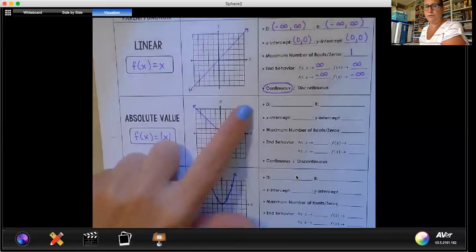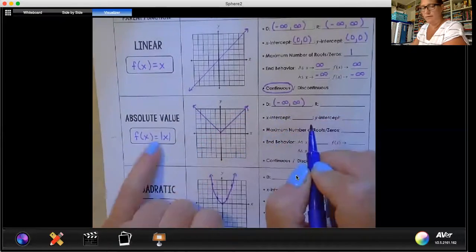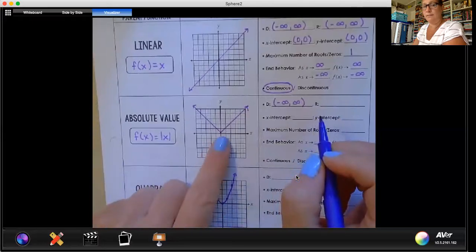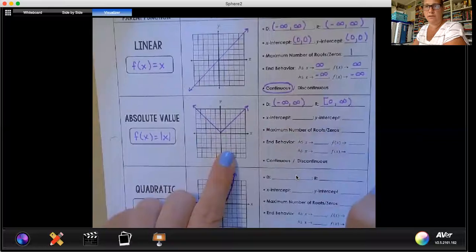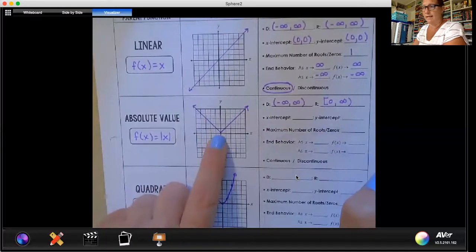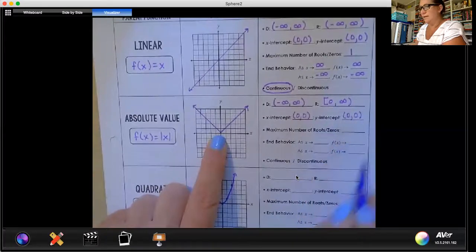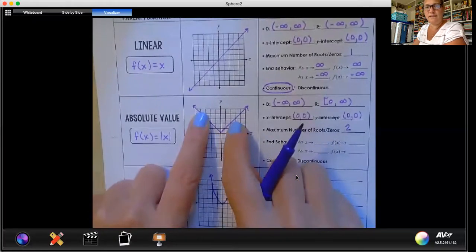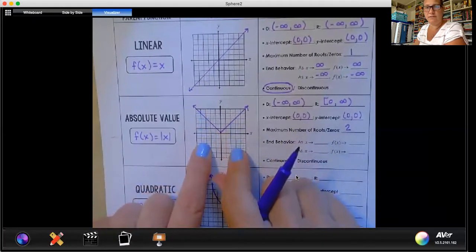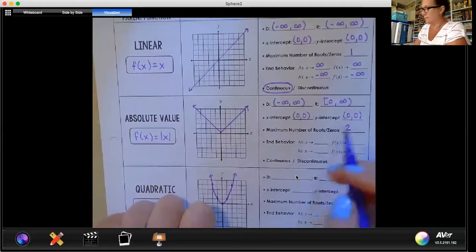Absolute value function, f of x equals absolute value of x. Domain, no restrictions. Range is a bottom up. Notice on these, everything will be written in interval notation, no inequalities. X-intercept, y-intercept, both 0, 0. Maximum number of zeros, this one's a little tricky. The maximum number of zeros is 2, because if I were to shift this graph down, it would touch the x-axis in 2 places. So you might want to make yourself a note of that.